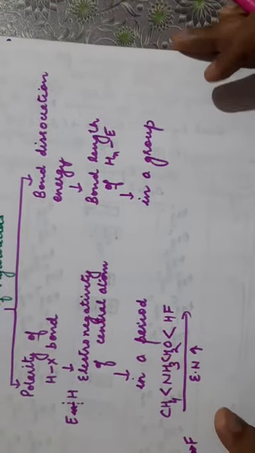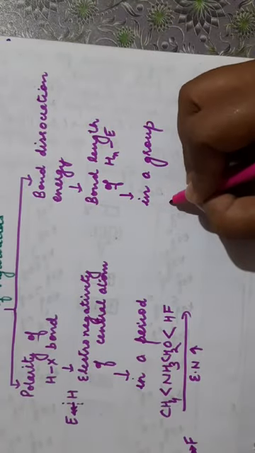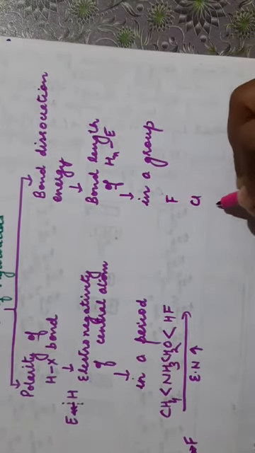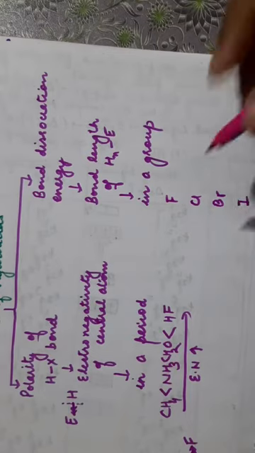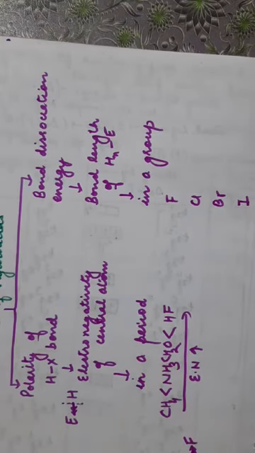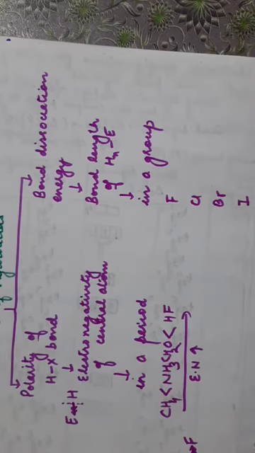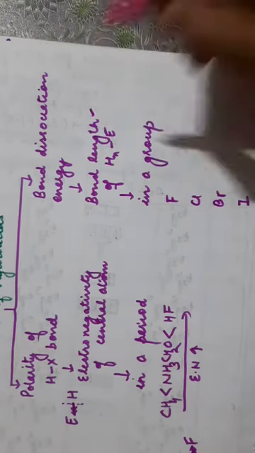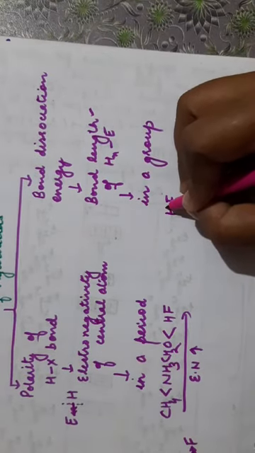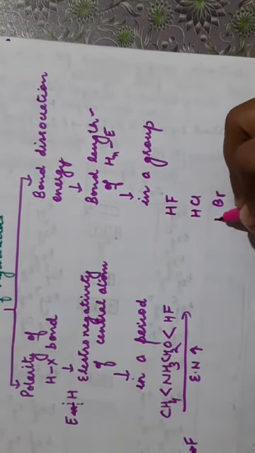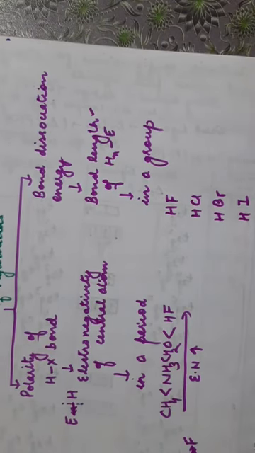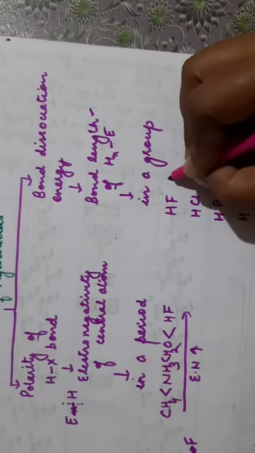In case of group, down the group we are taking fluorine, chlorine, bromine and iodine. See, down the group electronegativity value decreases. So according to this concept, the acidic strength must decrease. But as I have told you, down the group size increases much more than electronegativity decreases. So the deciding factor is bond length. So down the group, if we consider their hydrides, the bond length will increase due to increase in size.